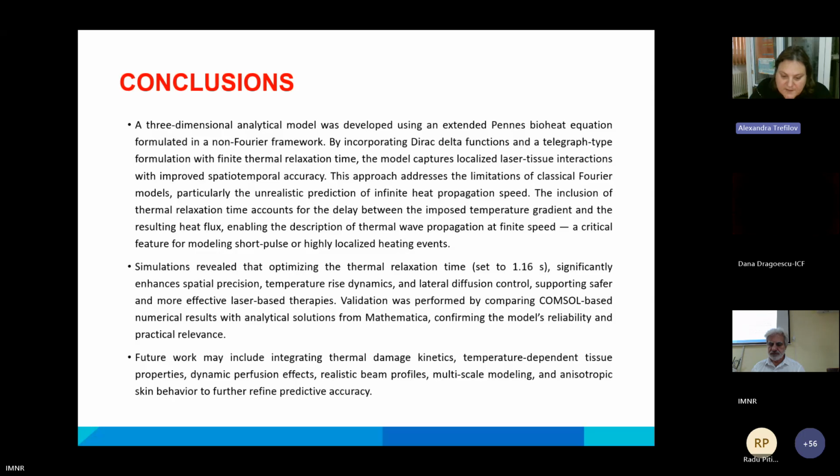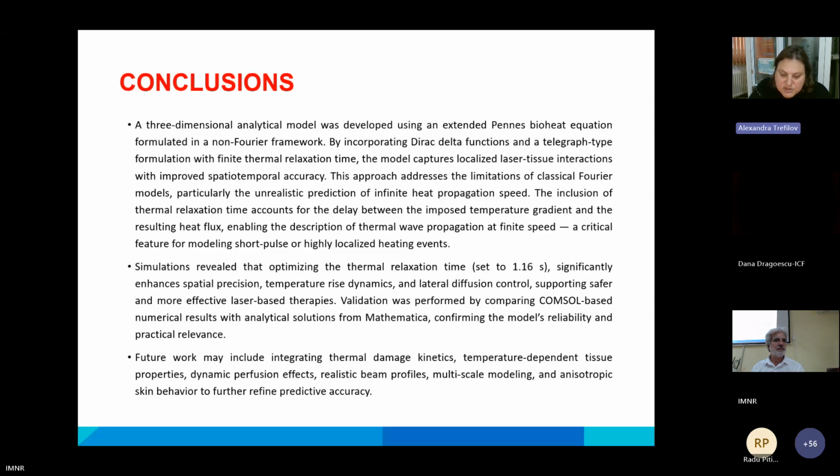Precise control of laser parameters, such as intensity, duration, and spot size, is critical. Inadequate control can lead to undertreatment or overheating, causing blistering, scarring, or delayed healing. Real-time temperature monitoring and validated models like this one are essential for safe and effective laser therapy.